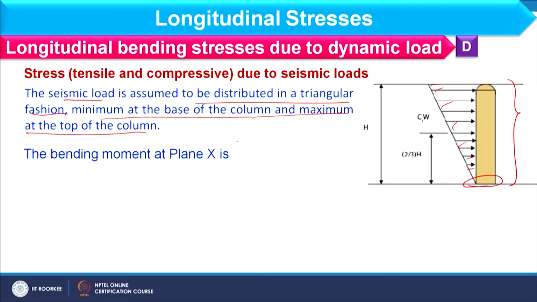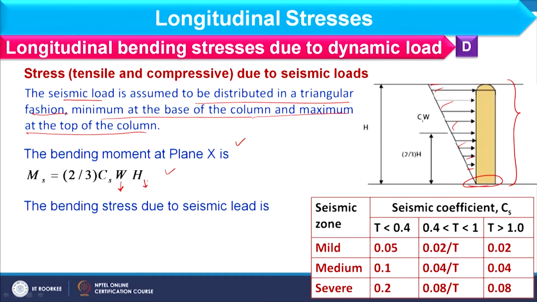So, the bending moment due to this at plane X is given by this expression, and that is basically 2 by 3 CS W into H. W is the weight of the shell and H is the height of the shell from the bottom. And CS is the seismic coefficient, which you can find from this table depending upon the seismic zone, either mild, medium or severe. If you see, seismic load depends on this T also, and this T is basically the period of vibration. So, in this way we can consider different zones, and accordingly you can choose the value of CS.